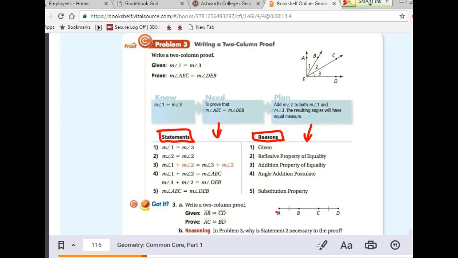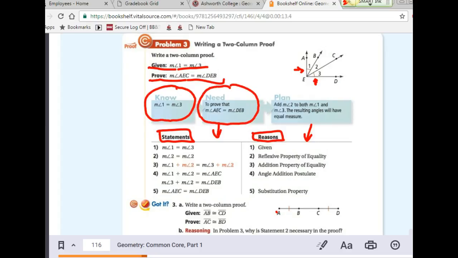Now, we are given that the measure of angle 1 is congruent to the measure of angle 3, and it's denoted here in the picture. What we're asked to prove is that the measure of angle AEC is congruent to the measure of angle DEB. Those really overlap if you look carefully at what AEC and DEB are. You always start with what you know, and you proceed to what you need to prove. So we need to prove that AEC is congruent to DEB.